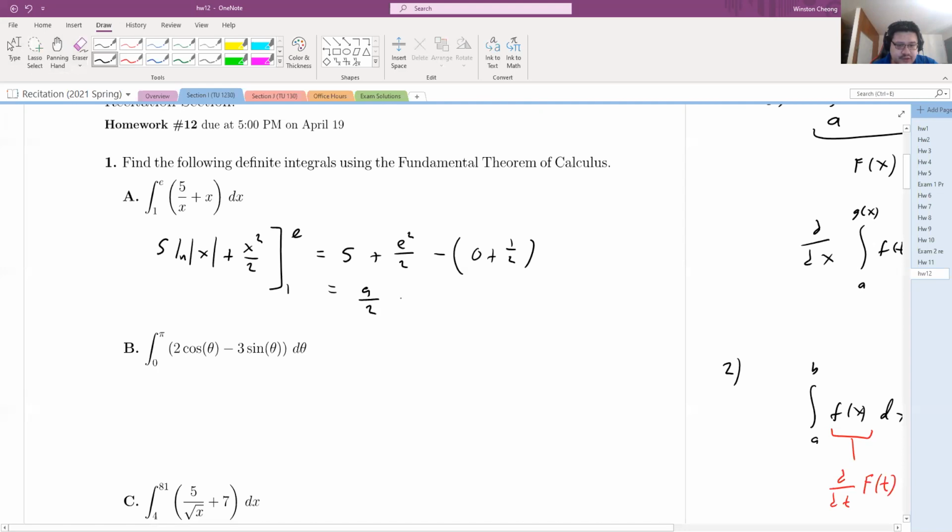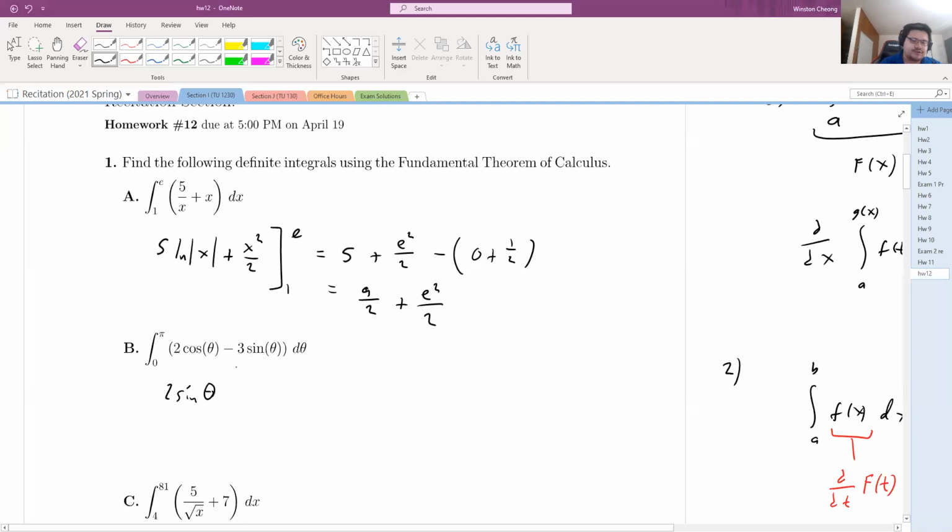9 halves plus e squared over 2 is the better way to write that. Okay. Well, for part B, you just integrate cosine and sine. So integrating cosine is the easy one. That just becomes sine.